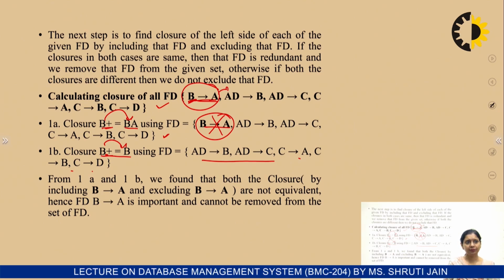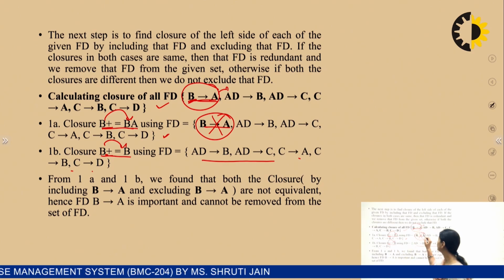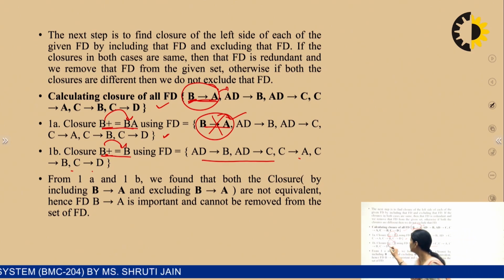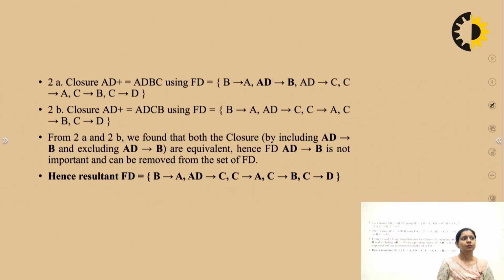Now, if we compare both 1A and 1B, the closure of B is BA when we have this functional dependency. The closure of B is only B when we exclude this functional dependency. Since these both are not equivalent, we'll say that we cannot remove this functional dependency, and hence this is an important part of the functional dependency. Moving to the next step, now we'll try to find out whether this is redundant or not.